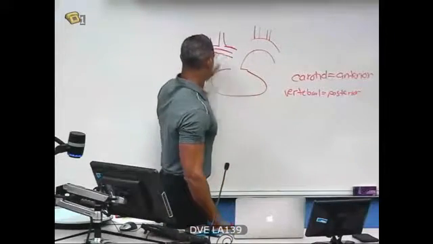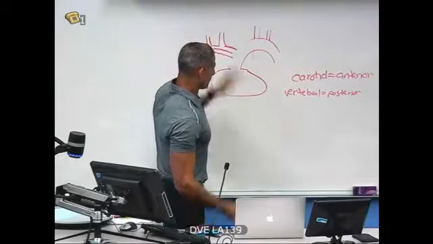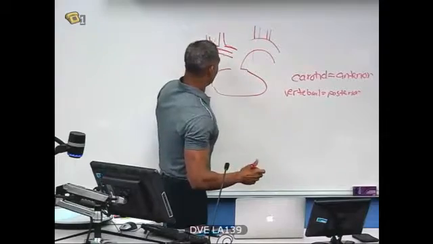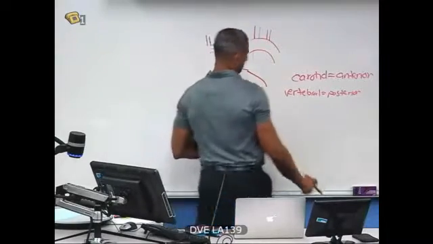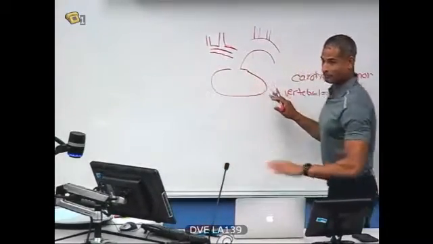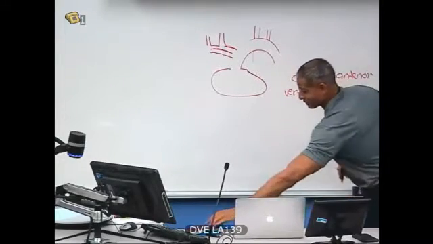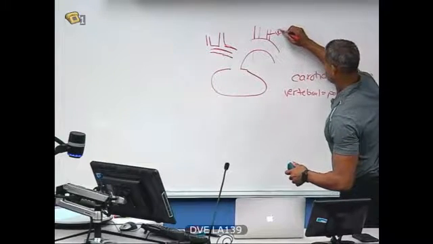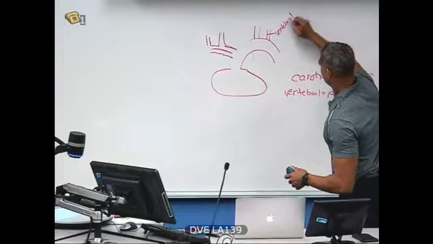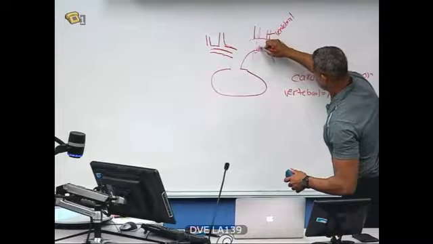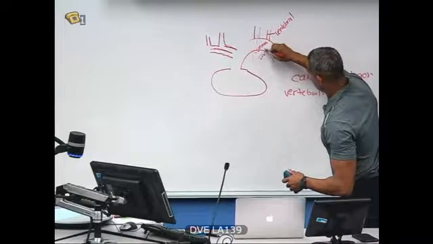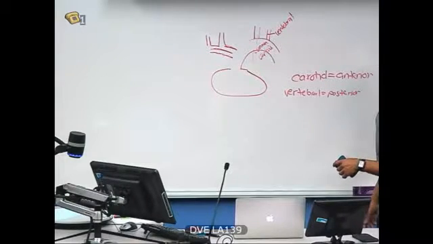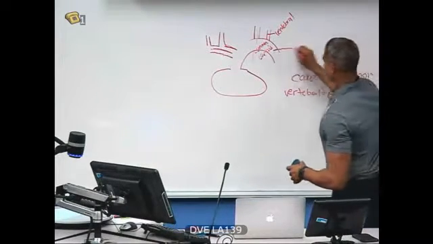The vertebral arteries are going to go up into the skull cavity through the foramen magnum, but they're going to converge and become the basilar. So far, are you good? Okay. Now let me label it real quick. Vertebral. Common carotid. Subclavian.